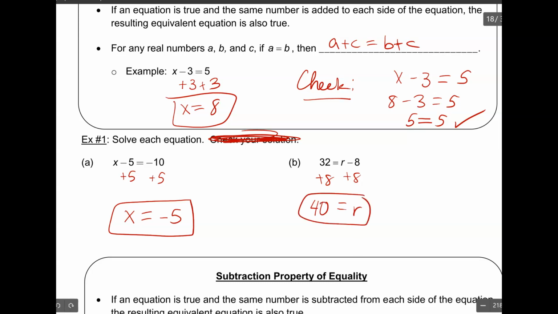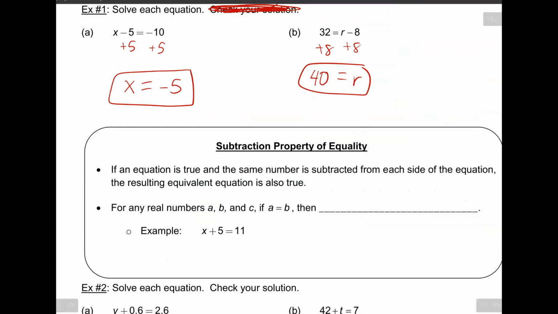Beautiful. Subtraction property of equality? It's the same thing. If I have A minus C, it's the same thing as B minus C. If A equals B, as long as I do to one side what I do to the other, we're good. So for the example, if I want to get x by itself, as long as I subtract 5 on both sides, I'll be good.